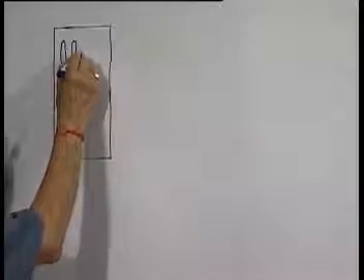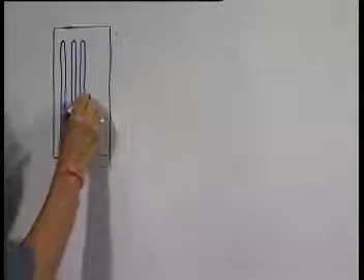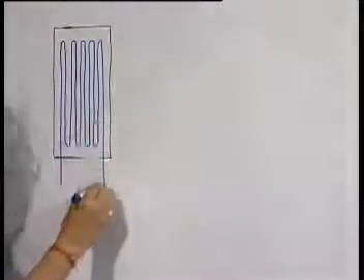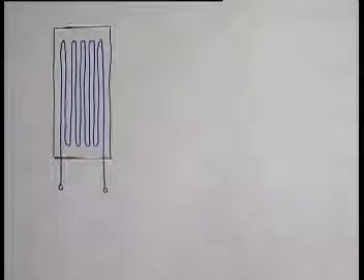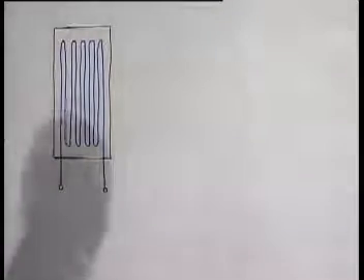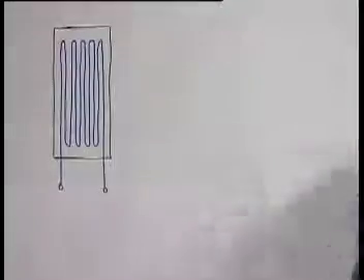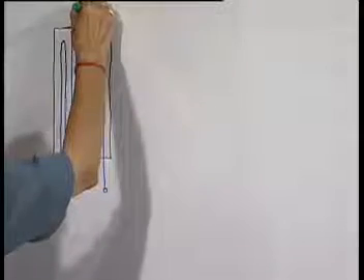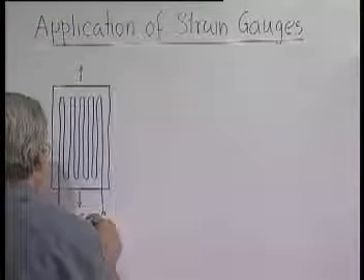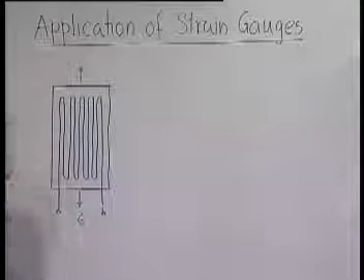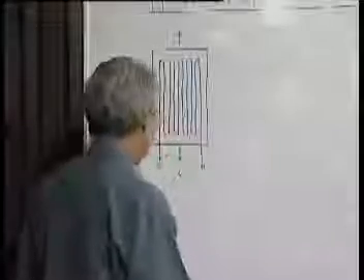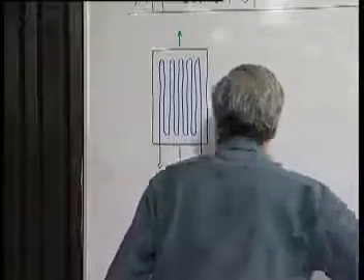Now to have a large length of the wire, of course you have to loop it like this. So the total length of the wire is very large and the resistance is measurable, but the overall dimension of this is small. Now what happens if we stick or glue it to a surface which undergoes extension? Suppose there is a strain or stress in this direction, then the total length of the wire will increase by the strain, and as a result it will cause a change in the resistance.